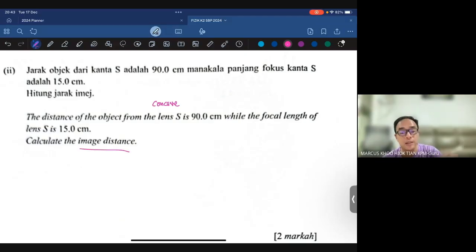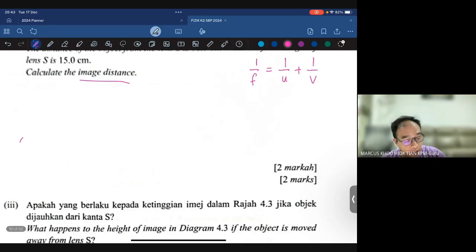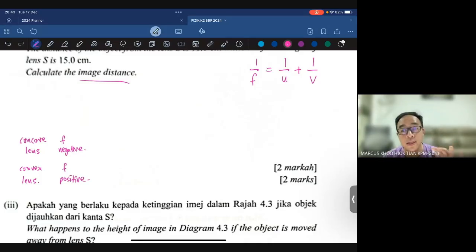If you want to calculate the image distance, obviously we need 1/f = 1/u + 1/v. Now, if you remember from the previous class, I said something about this f, u, and v. For a concave lens and a convex lens, there is a meaning for this. For a concave lens, f is a negative number. For a convex lens, f is a positive number. This is not going to be given to you in the formula list. You are expected to remember this. This is one set of things that you have to remember.